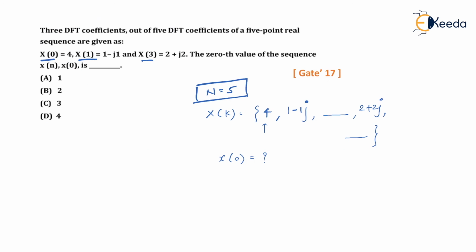So let's see the options. So the value of x of 0 is 2. Option B is the correct option. Let's move to the next question.